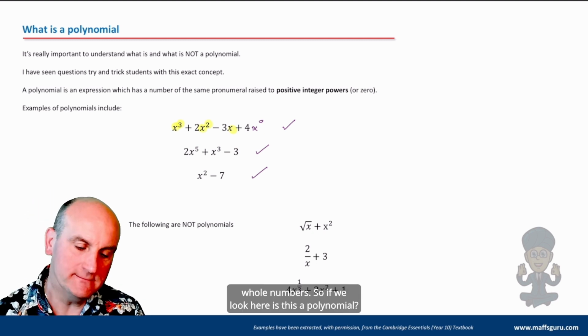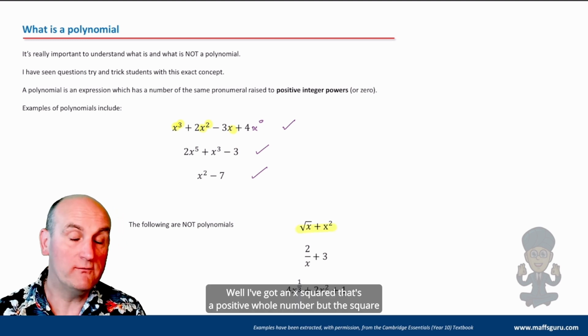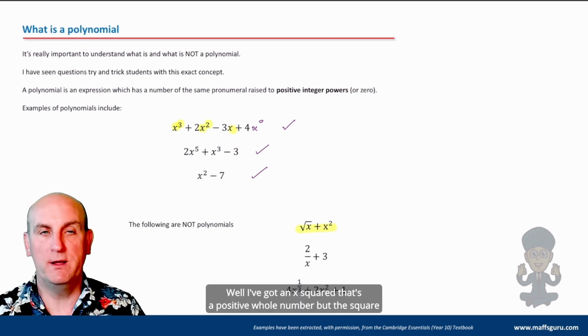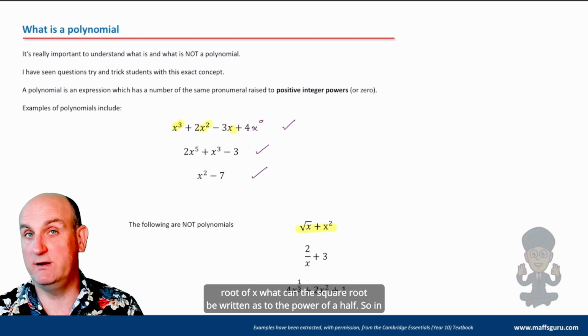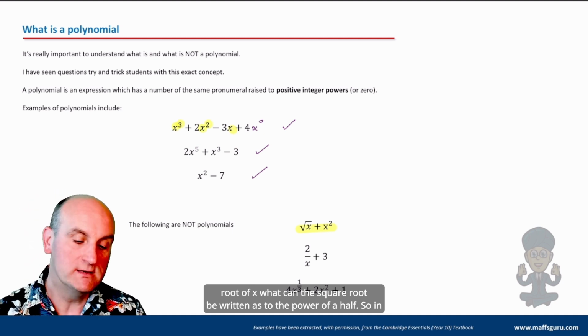So if we look here, is this a polynomial? Well, I've got an x squared, that's a positive whole number, but the square root of x. What can the square root be written as? To the power of a half.